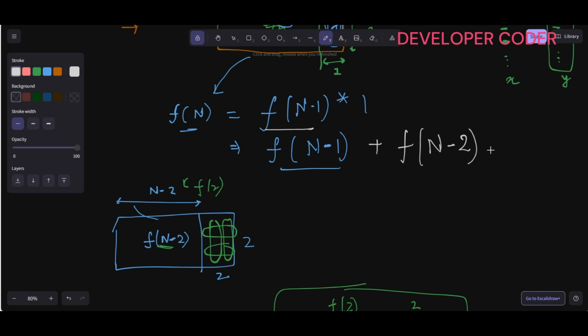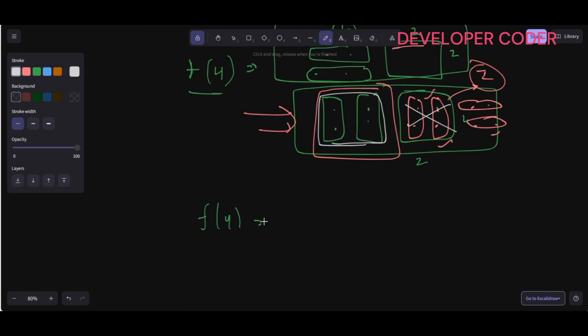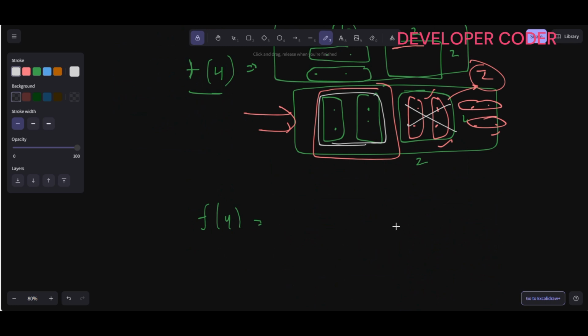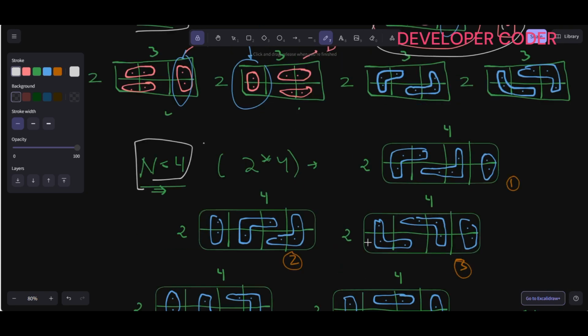Same way, instead of n minus 2, if you use n minus 3, here you use 3 into 2, right? So this is going to be f of n minus 3. Now with this you have to calculate how many ways. So here also you need to check.